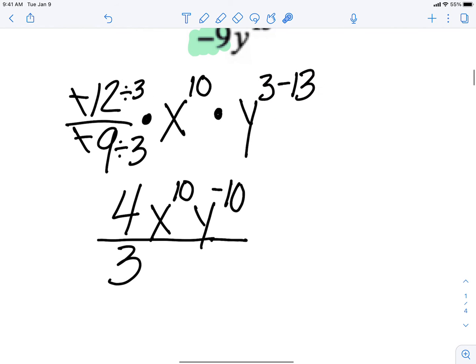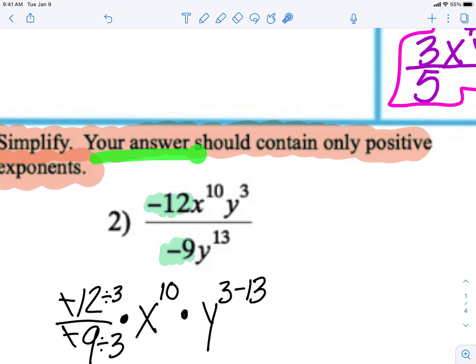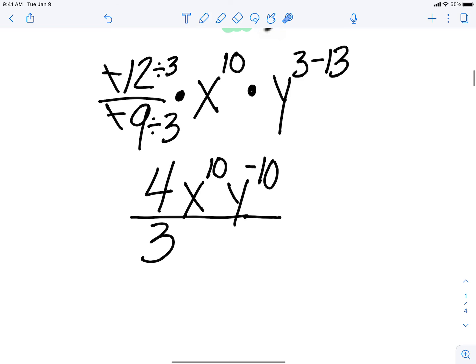But wait a minute. Look what the question said. Look what the instructions say. Your answer should only contain positive exponents. So that means, kiddos, that I got to make this negative 10 positive, and I do that by moving it down to the bottom and make it positive 10. But I move the whole thing. This whole thing goes down to the bottom and becomes y to the positive 10.